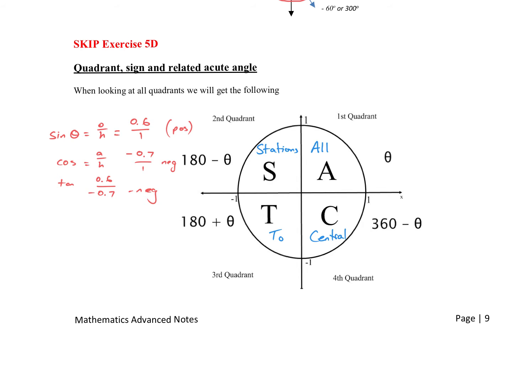So that is saying that in this first quadrant, all ratios are positive. In the second quadrant, sine is positive. In the third quadrant, tangent or tan is positive. And in the fourth quadrant, cosine is positive.